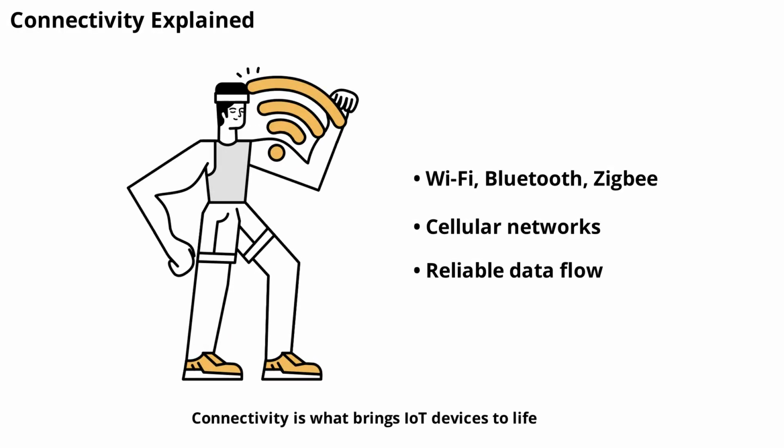Connectivity is what brings IoT devices to life. Without a way to communicate, these devices would just be isolated gadgets. IoT devices use various communication protocols, such as Wi-Fi, Bluetooth, Zigbee, or cellular networks, to send and receive data. The choice of connectivity depends on the application. Some devices need high-speed connections, while others prioritize low power consumption. Reliable connectivity ensures that data flows smoothly between devices, users, and cloud services.